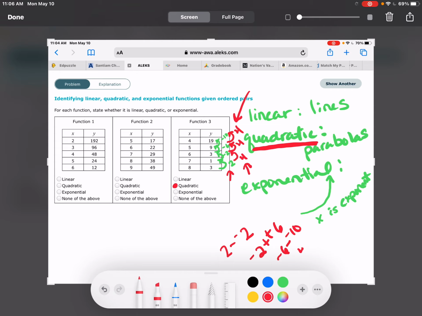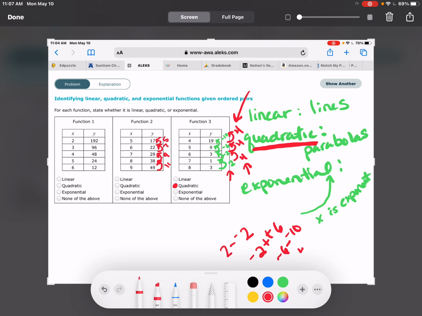Okay, in the second one, notice that we have 49 minus 38 is 11. And then we have 38 minus 29 is 9. And then we have 29 minus 22 is 7. And 22 minus 17 is 5.